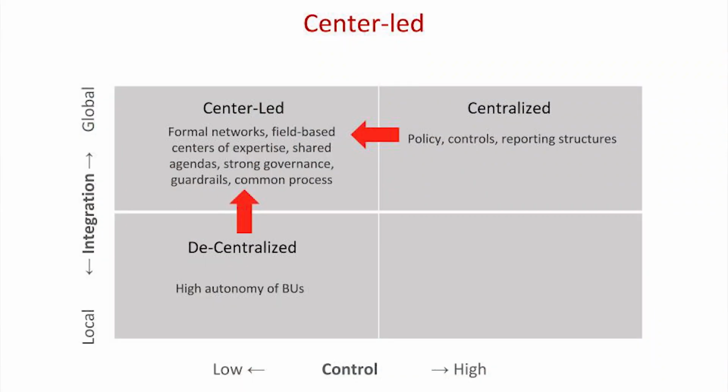The horizontal axis is about control, how tightly decisions are controlled with regard to how functional work is done in the operating units. The goal should be to gain high degrees of integration without high degrees of unnecessary control for work that must be delivered with both scale and speed.